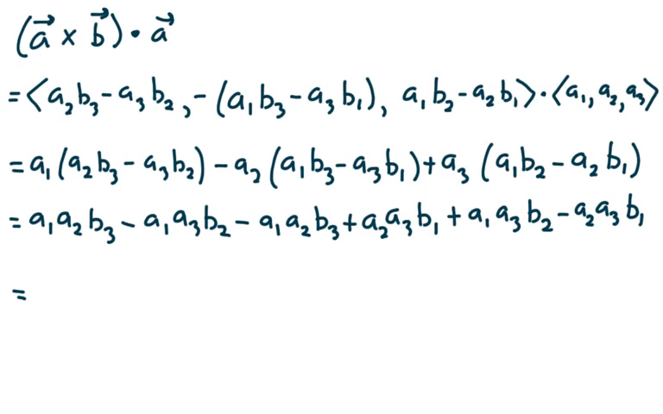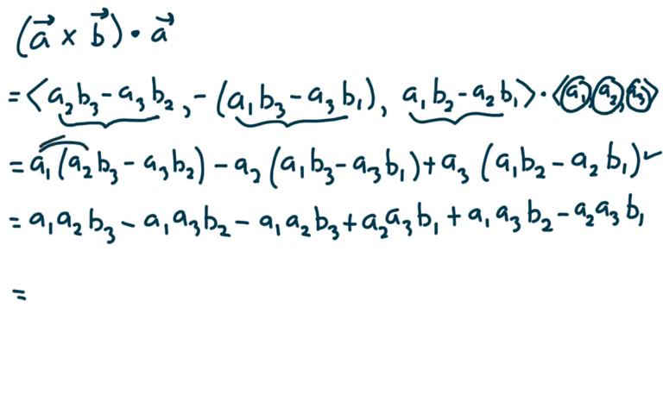And then I dotted it with A, which is A1, A2, A3. So I'm going to take A1 and multiply by the first component, and then minus A2 times the second component, and then A3 times the third component. And that's exactly what I did on this line. And then I distributed the A1 inside the parentheses, distribute the A2 inside, distribute the A3 inside. And so it's straight algebra.